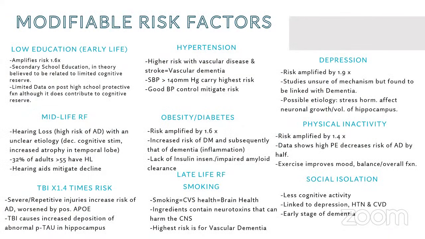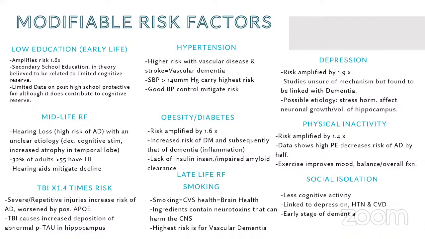We'll talk first about the modifiable risk factors. They can be divided into early life risk factors, midlife risk factors, and late life risk factors. The early life risk factor was found to be low education, which amplifies the risk by 1.6, and some theory said that secondary school education is believed to be related to limited cognitive reserve. However, post high school education is found to be protective and increases the cognitive reserve, but there is limited data on that. The midlife risk factors include hearing loss, traumatic brain injury, hypertension, and obesity.